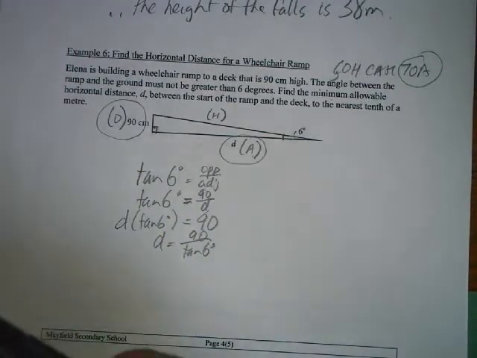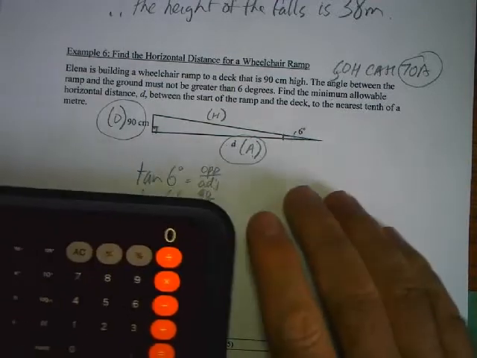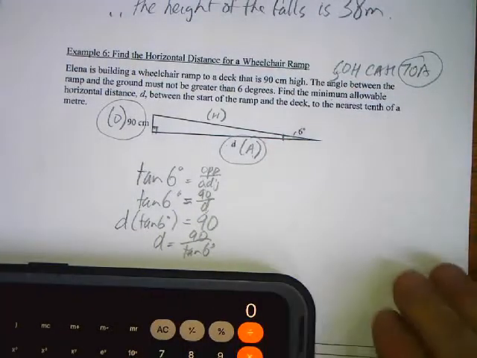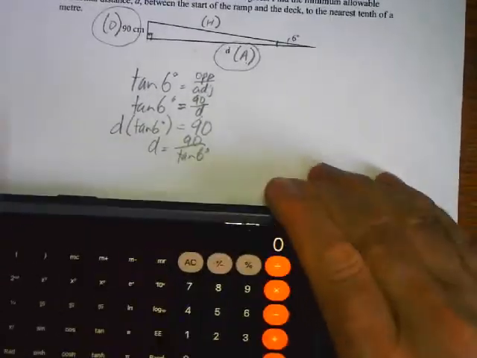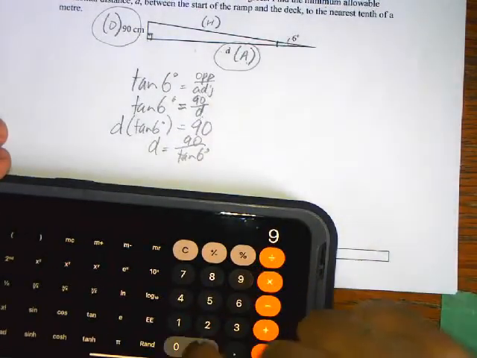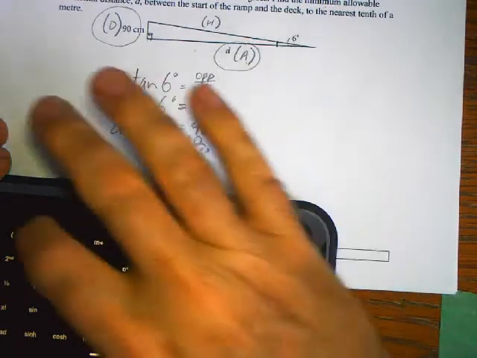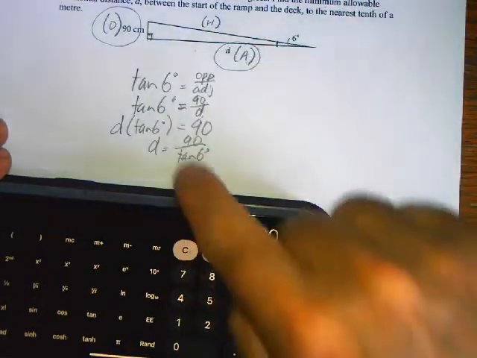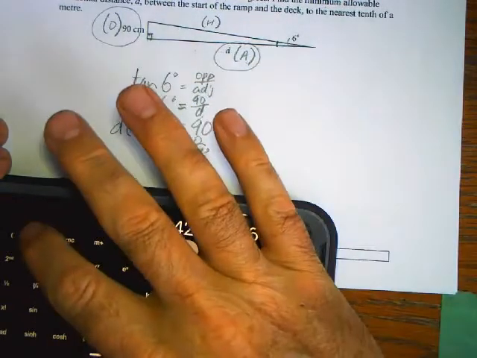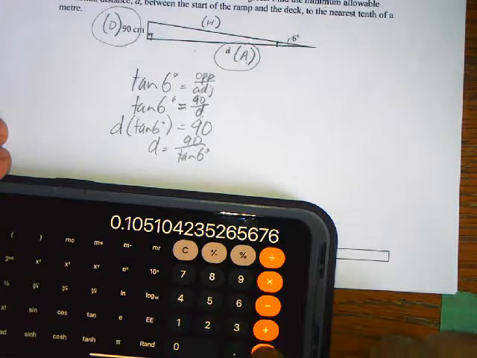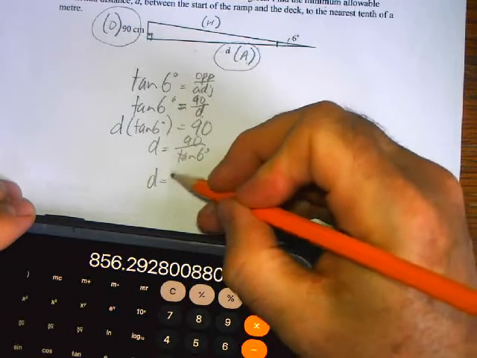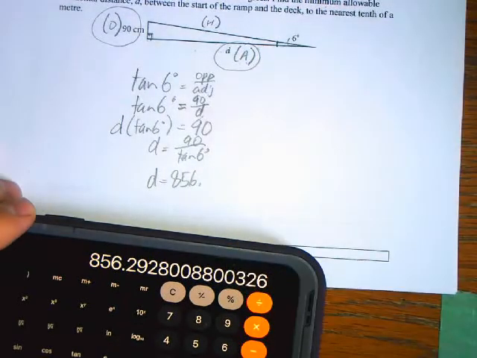So again, this is one where I would use the brackets. Let me move this up so I can see the calculator. So I've got 90 divided by, and then I put brackets, left bracket first, and then tan 6 degrees. I enter that as 6 tan, and then the right bracket, and then equals. Okay, and I get a pretty big answer here, 856. And I'll round that to 0.3.